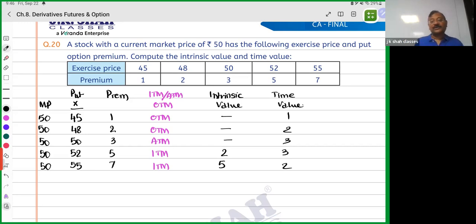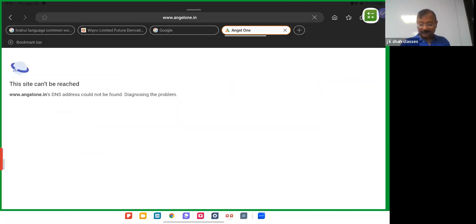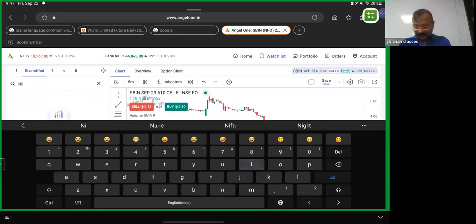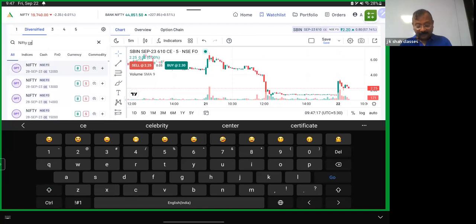Can an option be used to hedge a future position? Yes, Shashank, absolutely. You can use Nifty futures, and to hedge it, you can use Nifty options. Just like you have SBI options here, I can use Nifty, say CE. You see this? Nifty, let's say CE 19,800.